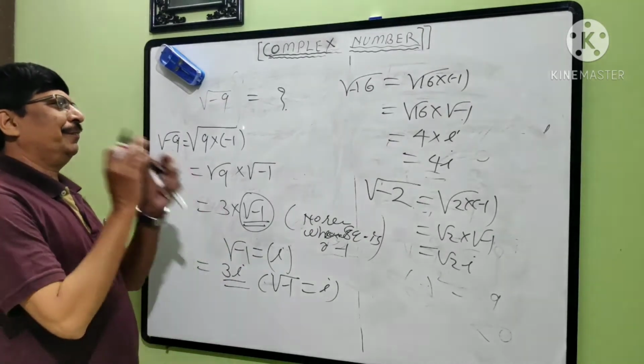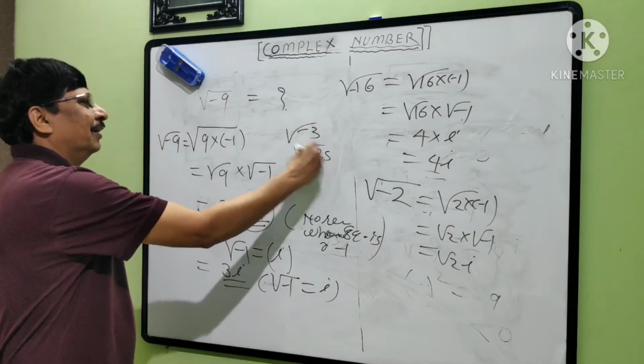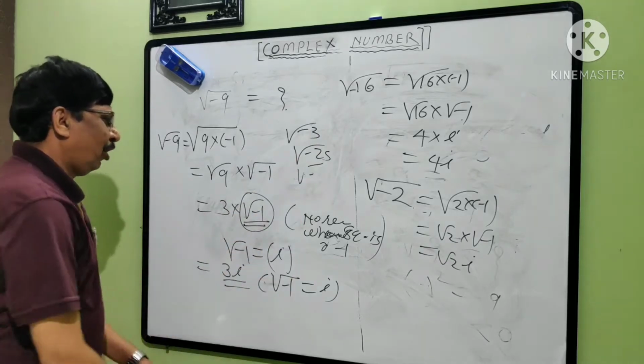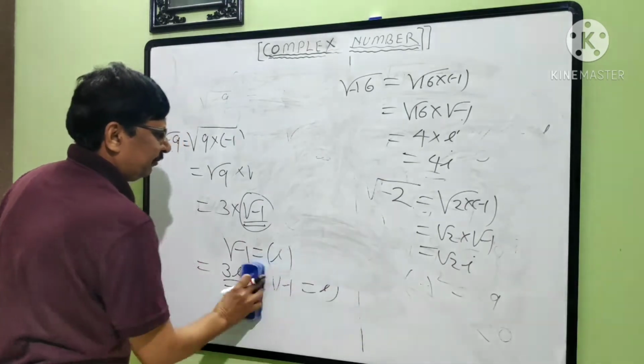Now you know the meaning of an imaginary number. These are imaginary numbers. And the important thing is that the root of -1 is i.